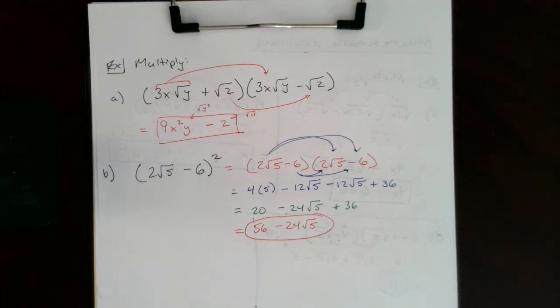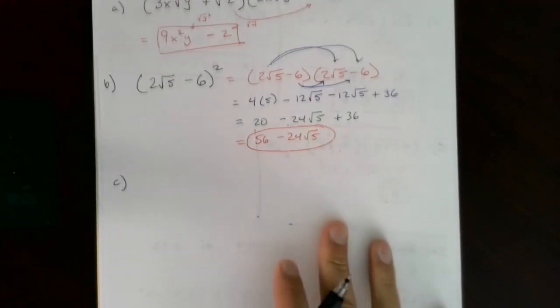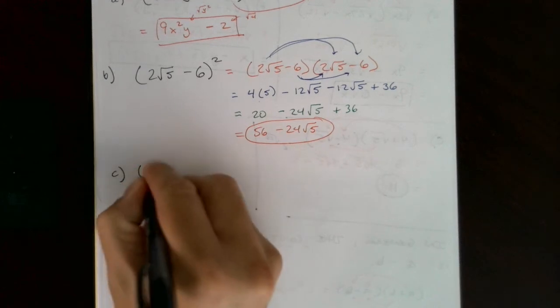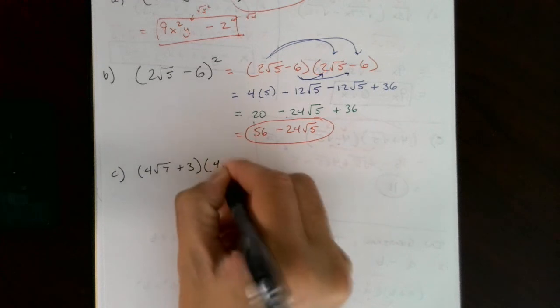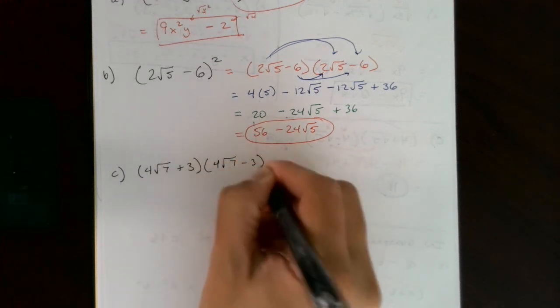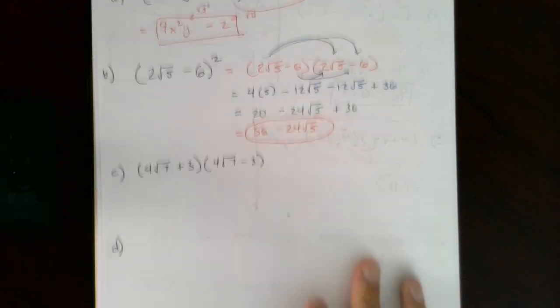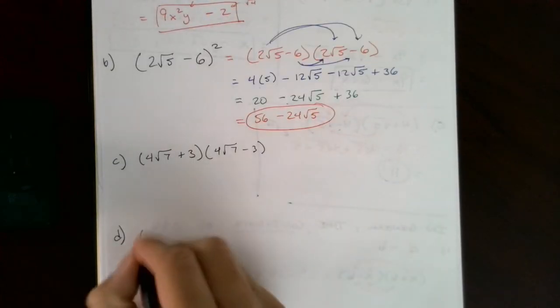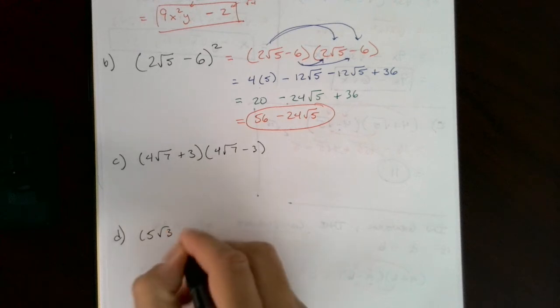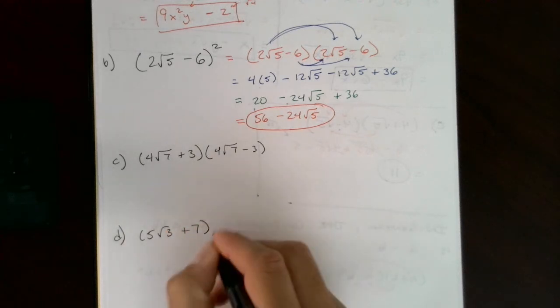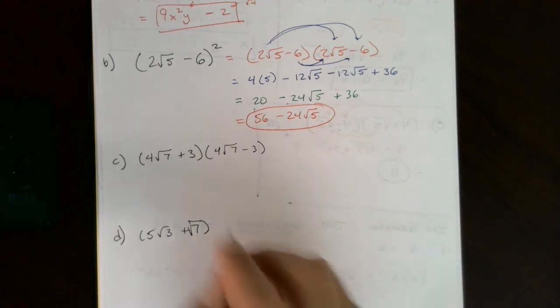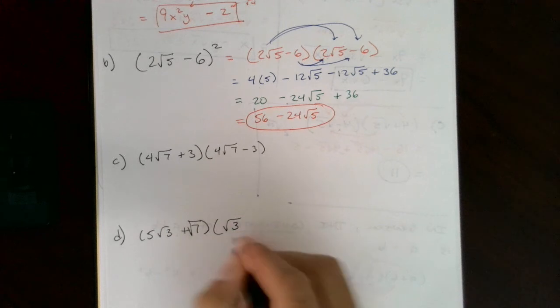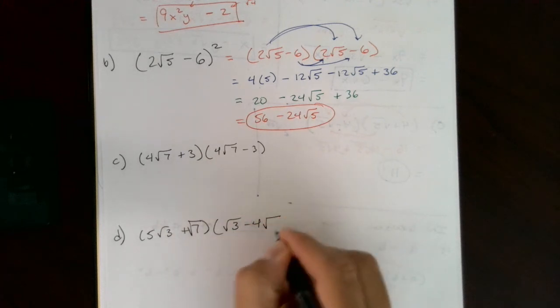Maybe we'll just look at a couple more. You might want to try these next two on your own, so after I write them, you might want to pause the video. If I have 4 square root 7 plus 3 times 4 square root 7 minus 3. And the second one here I'll write is 5 square root of 3 plus square root of 7 times the square root of 3 minus 4 square root of 7.